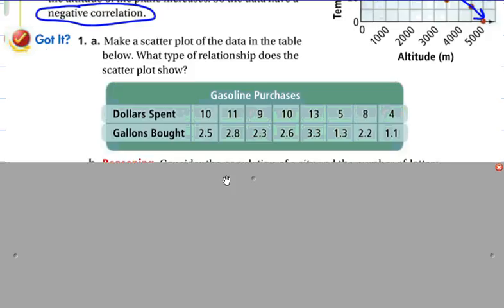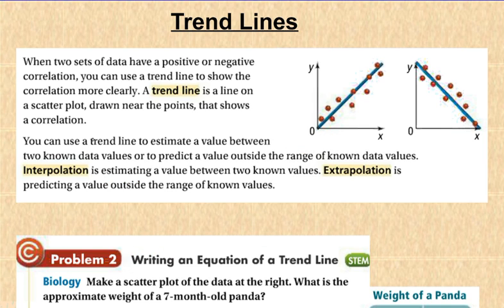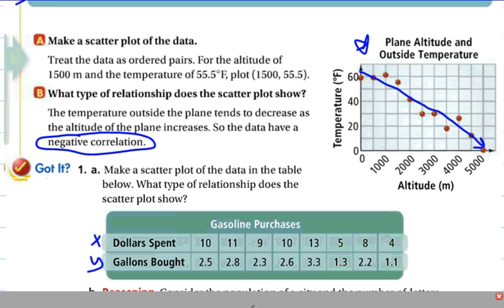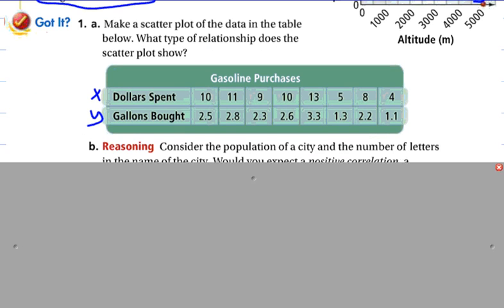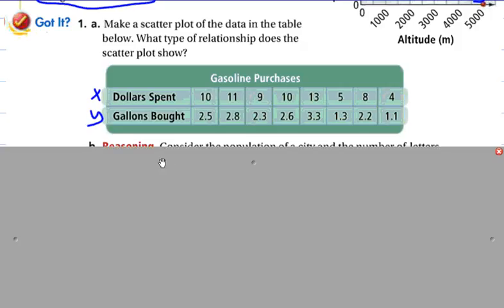So we have gasoline purchases. The dollars spent, how much you spend. How does that affect the gallons which you bought? So first make a scatter plot of that and decide what the correlation is, if there is any. And then we'll talk about a question together.